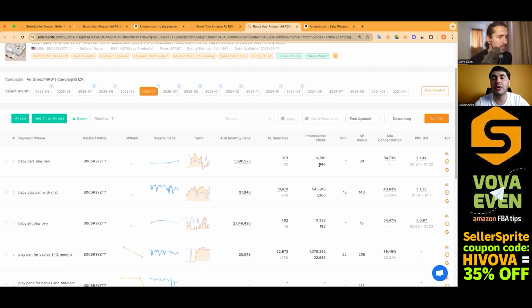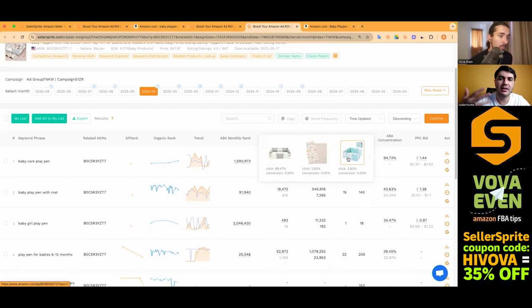Our ASIN got a daily impression of 340 for this keyword, baby care playpen. You can also see which products got more impressions, the first one, second one, third one. It's the same as Amazon Brand Analytics. We can see the three biggest sellers getting impressions and conversion as well.